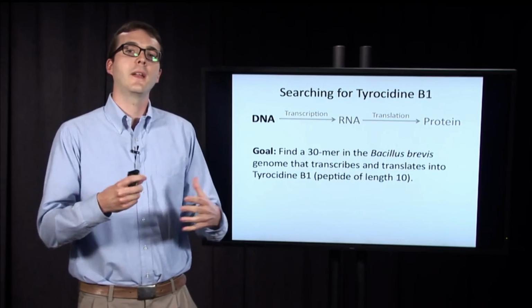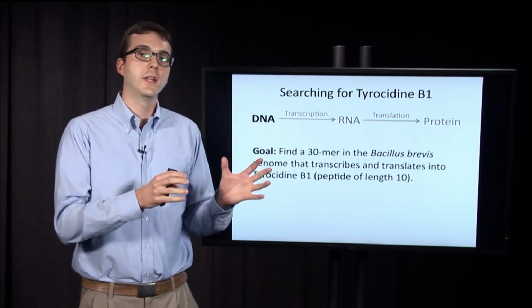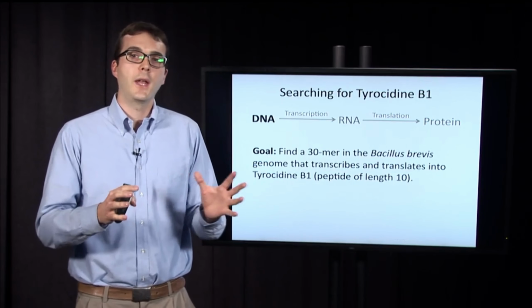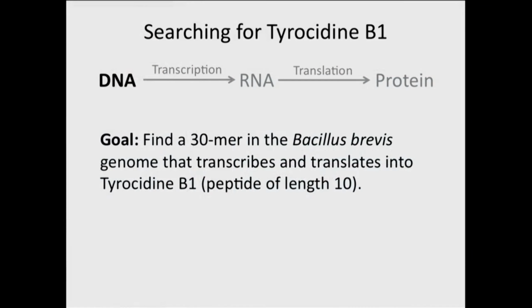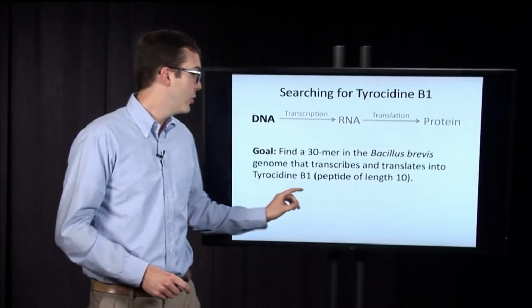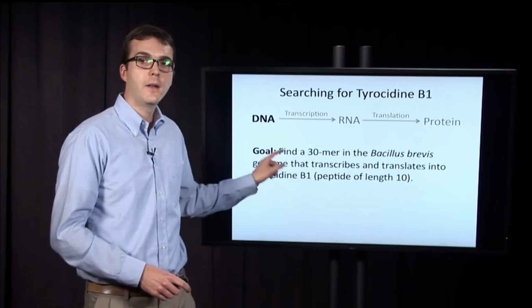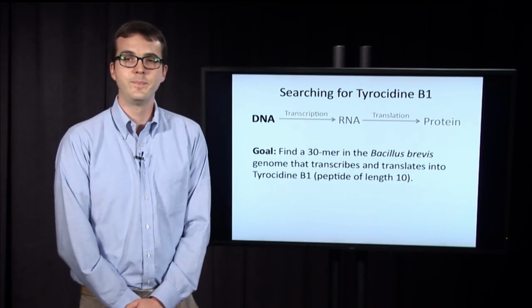So assuming that it does hold, our goal is, we know a lot about genomes, and if we have sequenced genomes, can we look for the mini protein of tyrocidine B1 in the genome? So can we find a 30-mer in this Bacillus brevis genome that transcribes into RNA and then translates into the peptide of length 10 that's represented by tyrocidine B1?